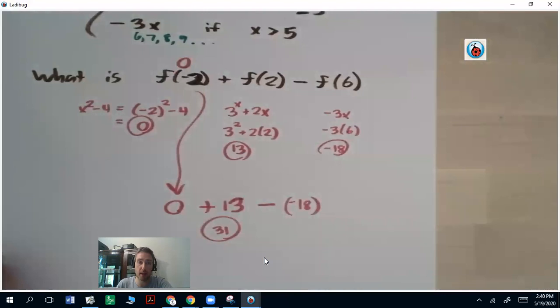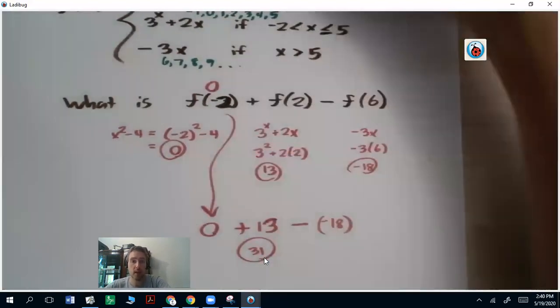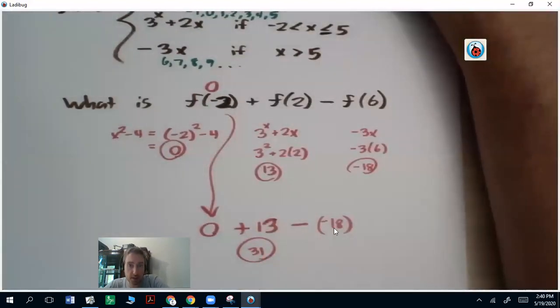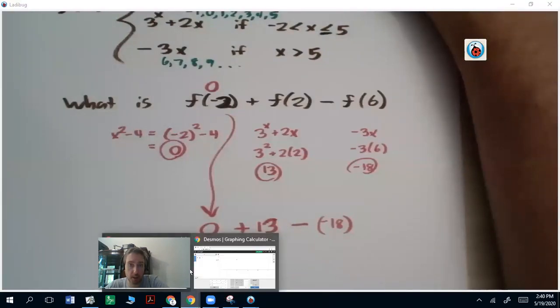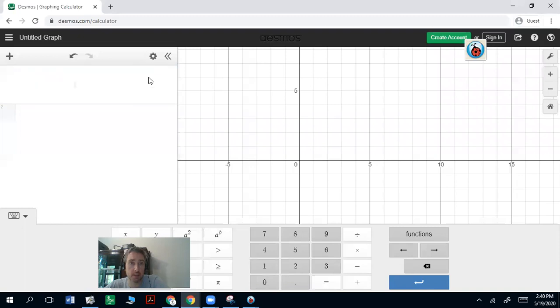So you want to apply that to your problem as well. Okay. Feel free to plug these numbers in when you're doing the expression into Desmos just to double check your work. But 0 plus 13 minus negative 18 does indeed give me 31.